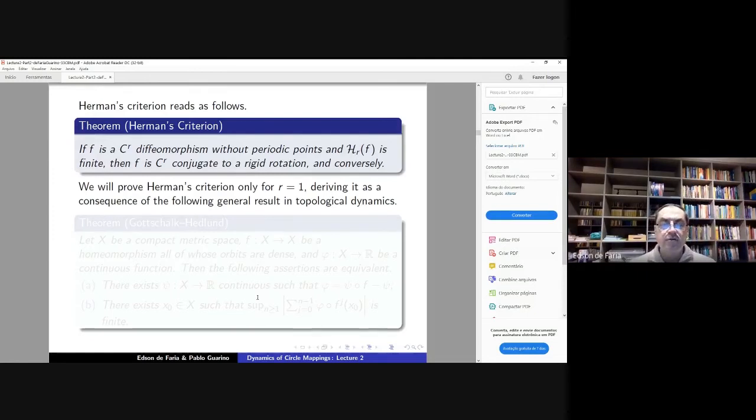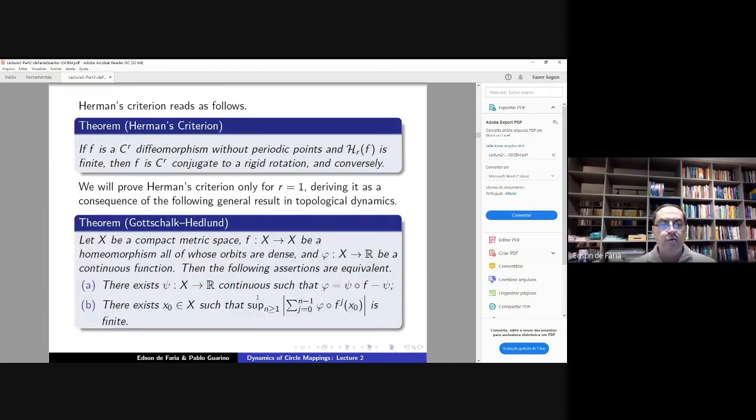For r equals 1, it turns out that this is a consequence of a very nice theorem that is sort of old. It's from the 1940s or 50s, the so-called Gottschalk-Hedlund theorem. This theorem is for homeomorphisms of a compact metric space, and you assume that all the orbits are dense, okay? So this homeomorphism is a transitive homeomorphism. And you look at a certain observable on your phase space, a function from X to R, which is continuous. Then the following two statements are equivalent.